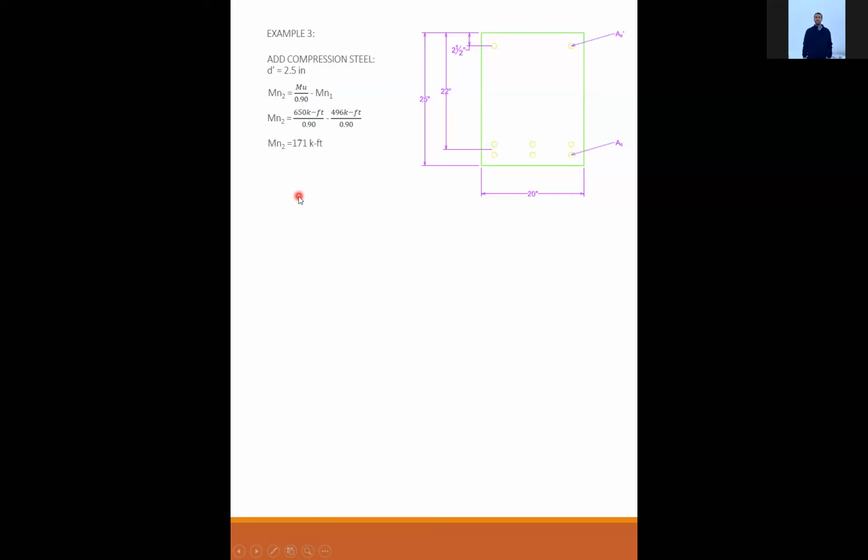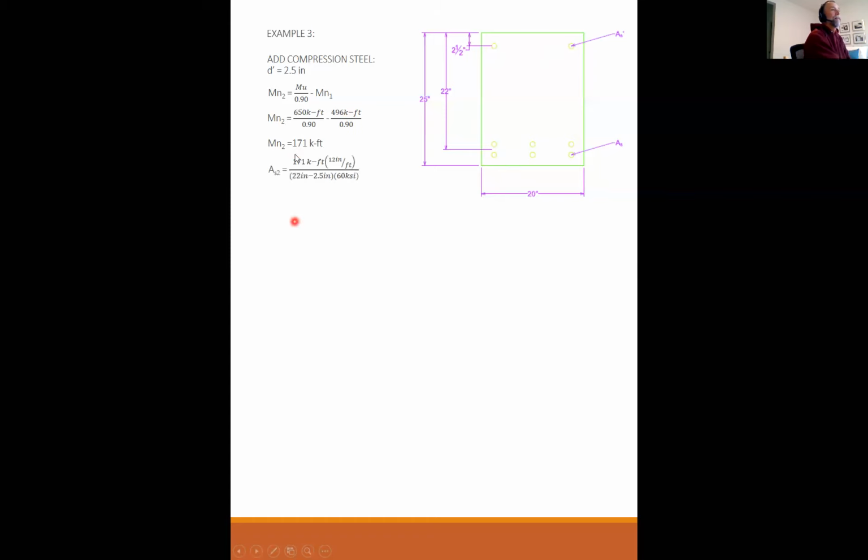So Mn2 is 171 kip-feet. Saying it in different words, the portion of the tension steel that is balanced perfectly by the compression steel must support at least 171 kip-feet, because the rest of the tension steel balanced by the concrete is good for 496 kip-feet.